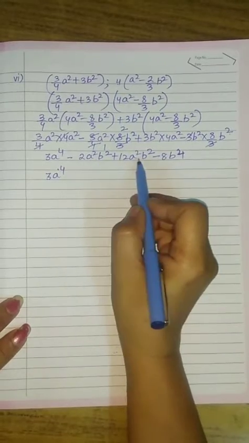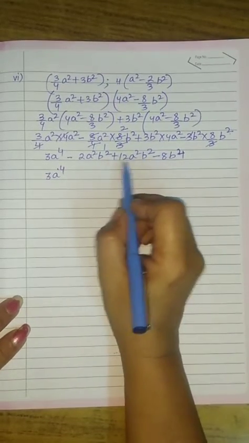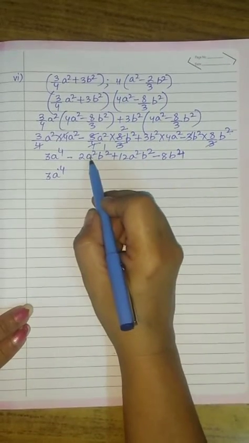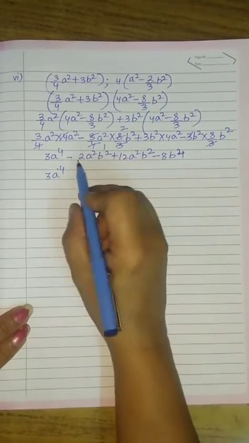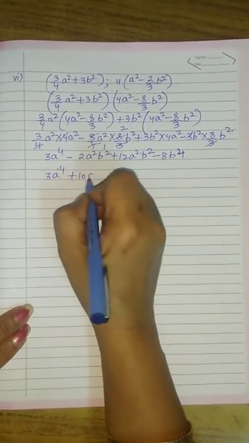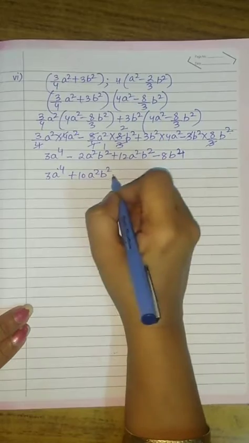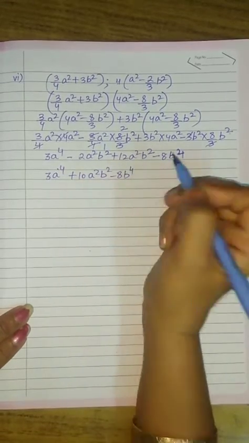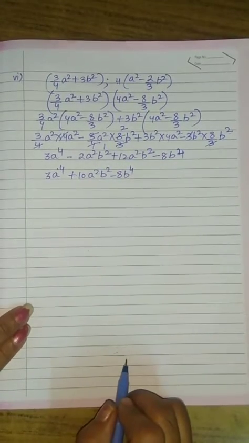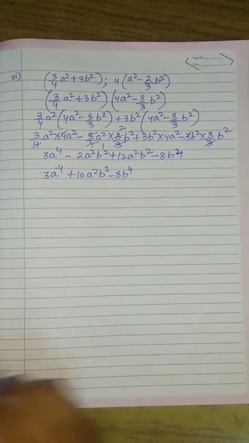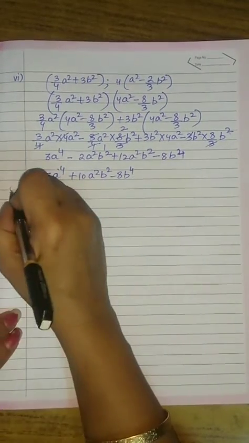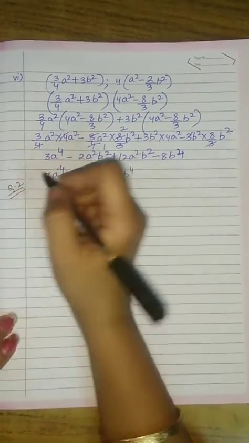Now see, both the middle terms are like terms. They have the variables a² and b². So 12 minus 2 becomes 10a²b², then minus 8b⁴. So we got our answer. Now the first question of this exercise is completed. Now moving to question number 2.